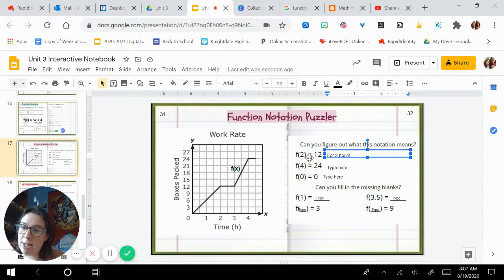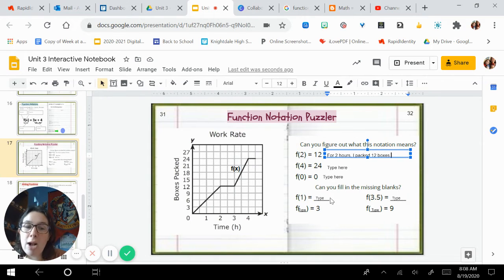That's the y value. That's my output. So I look over here, what's y? Boxes packed. So 12 means what? 12 boxes. So for 2 hours, I packed, spelled correctly, 12 boxes. That's it. That's all you do. So you can do f of 4 equals 24 and f of 0 equals 0. Put into words what that means.